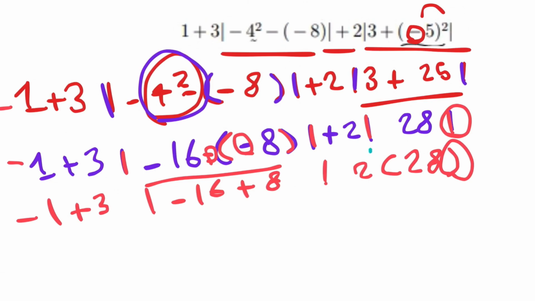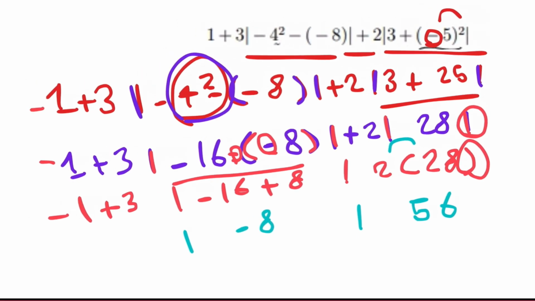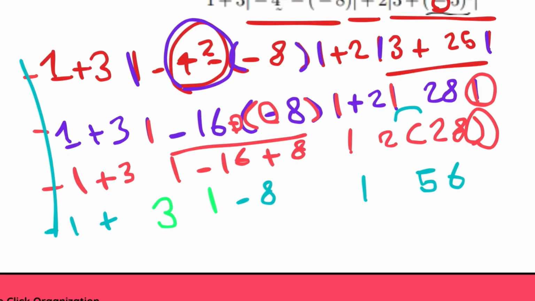Okay, right now I have 2 times 28, which will be 56, right? And in here I also have minus 16 plus 8, which will equal minus 8, right? So minus 8 in absolute value, and 1 plus 3. Just remember that this is a bullet point, it's not a minus, okay? So don't consider these. Up until here, I have 1 plus 3 absolute value open, minus 8 absolute value closed, plus 56, right? So right now, my work has gotten very simple.